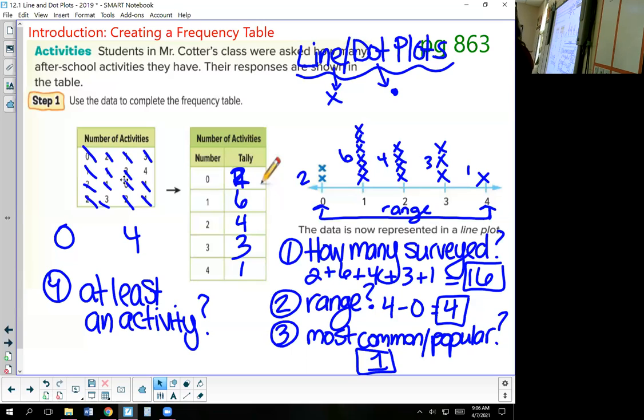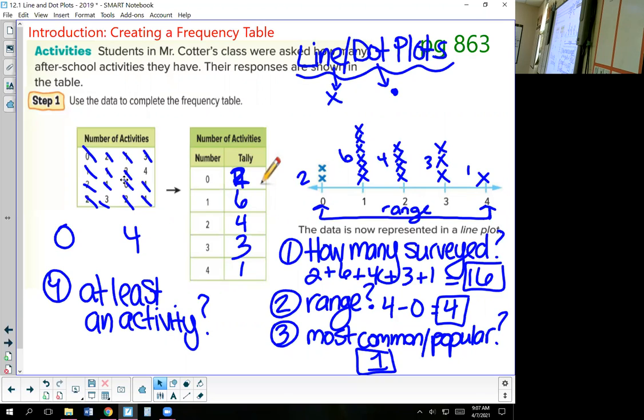Which one? Back there. 14. Do you like 14? I like 14. It is 14, because isn't at least an activity meaning, if I do 0 activities, did I do at least an activity? No, I wasn't doing anything.